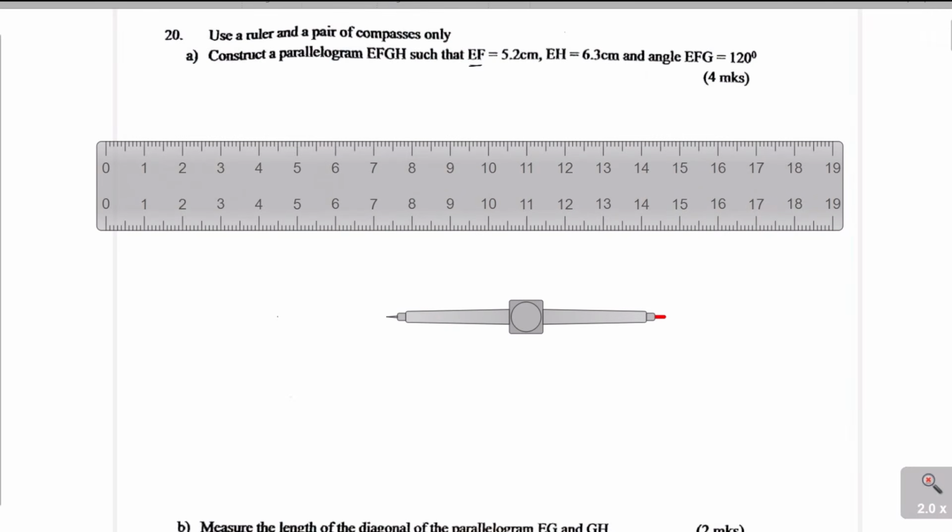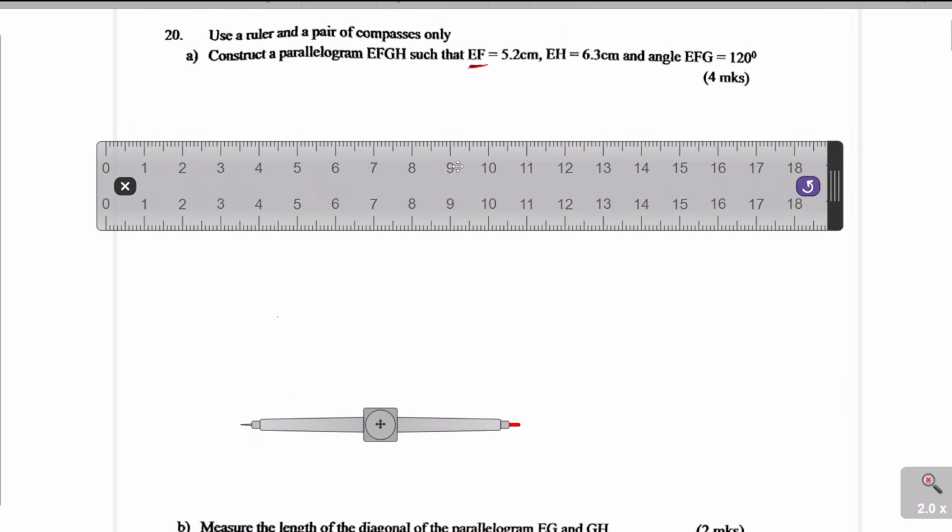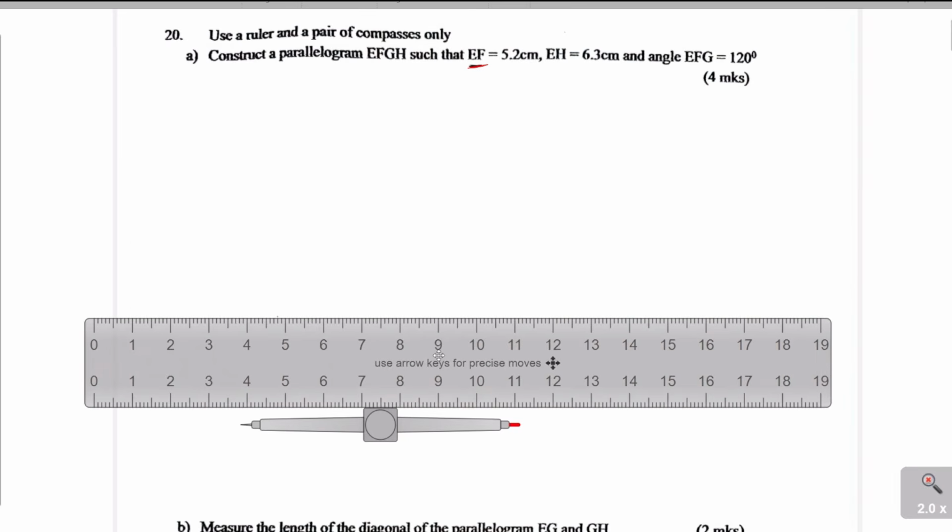Part A, construct a parallelogram EFGH such that EF is equal to 5.2 centimeters, EH is equal to 6.3 centimeters, and angle EFG is equal to 120 degrees. That is 4 marks. So I will start by drawing the baseline. I will use that one as 5.2 centimeters. And remember, you're supposed to use a ruler and a pair of compasses only in this question. No protractor is required. So let me draw the baseline.